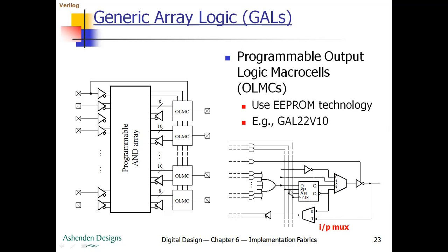Okay, the output of the OR gate can be directly fed to the output tri-state buffer, or I can feed the registered output, the output of the OR gate via the register. That can be fed to the tri-state driver. So I can explain this with respect to the generic array logic.